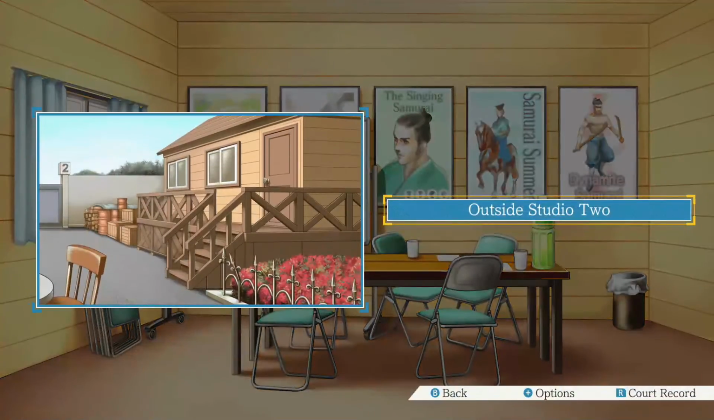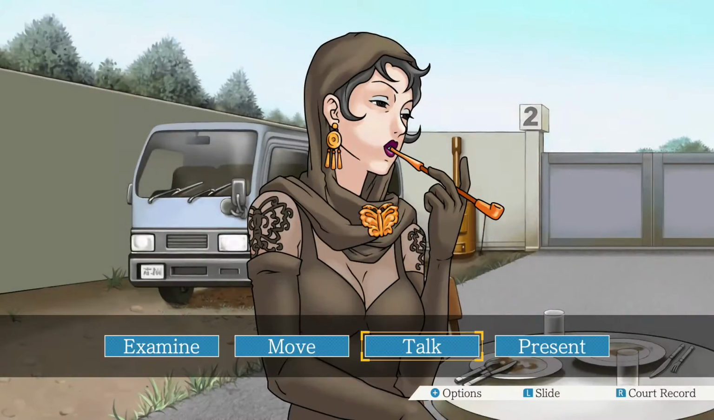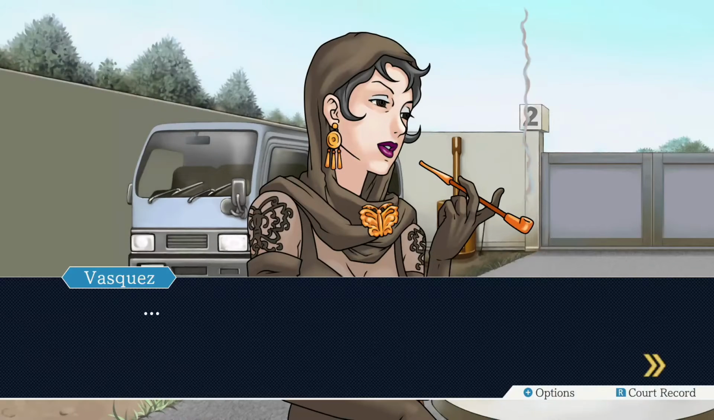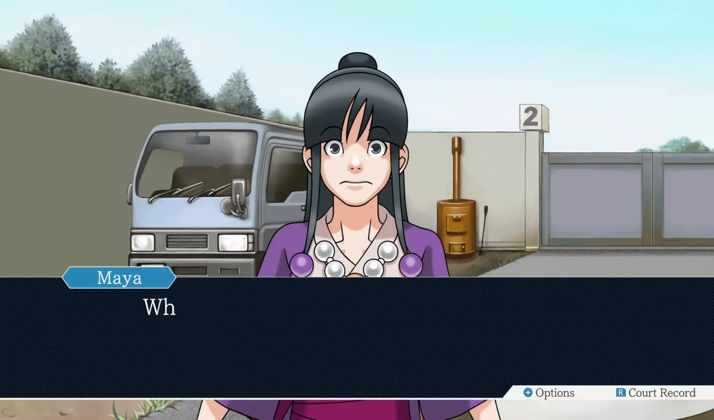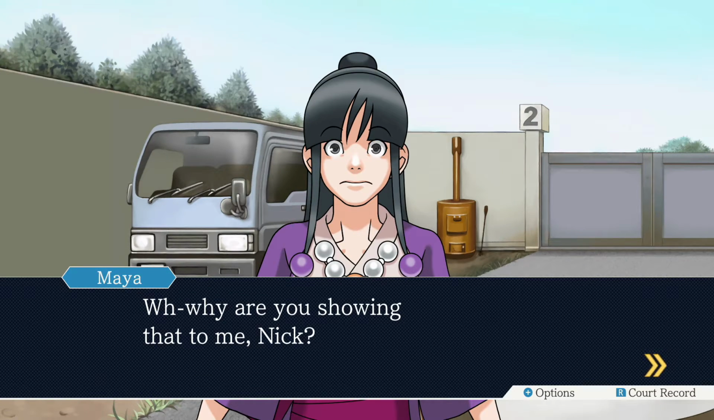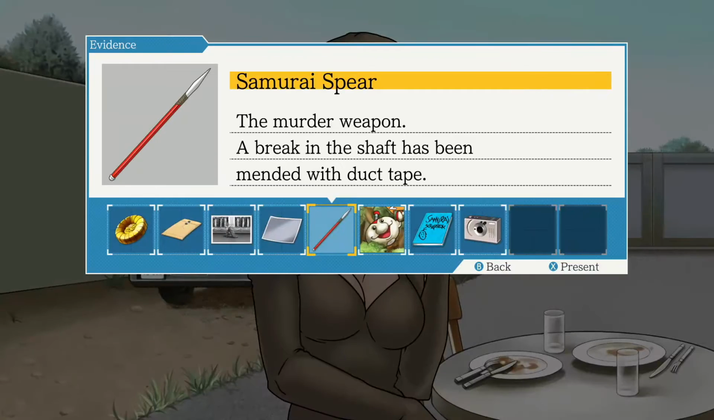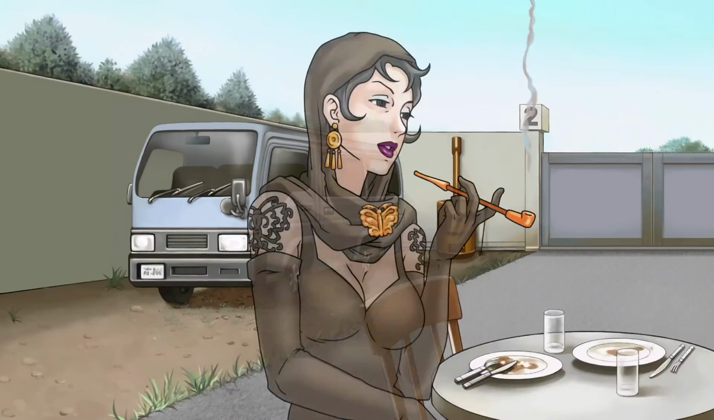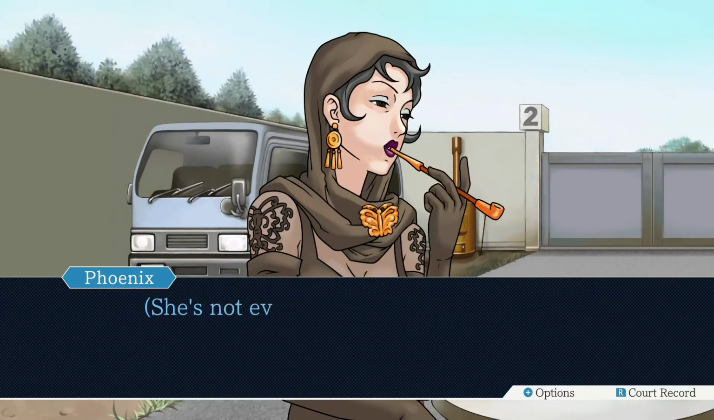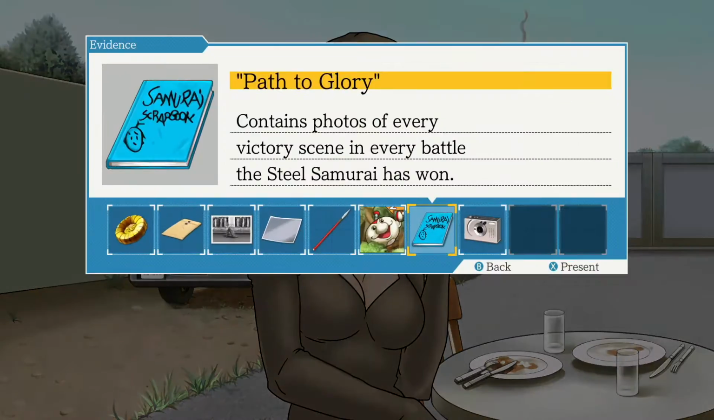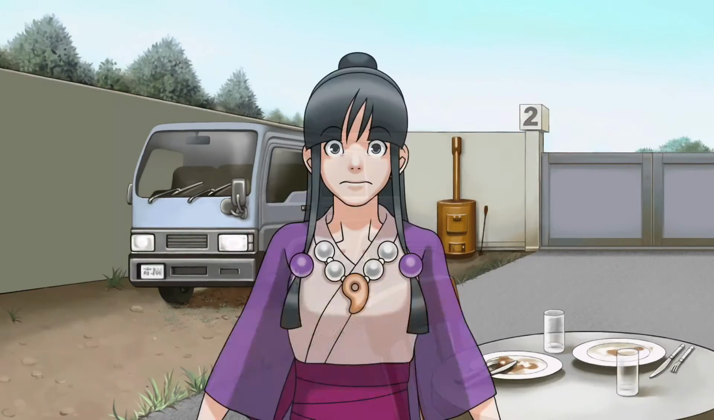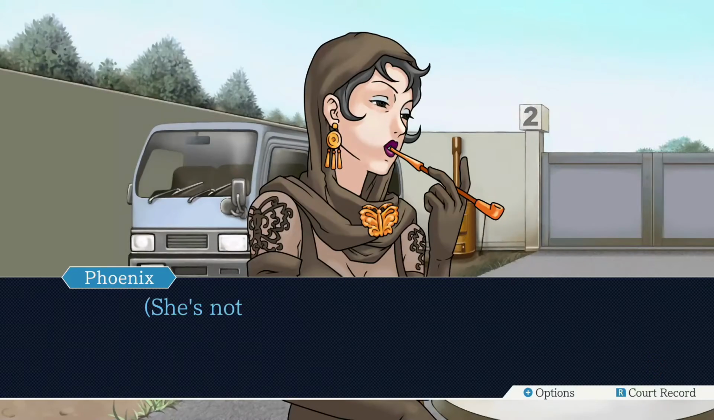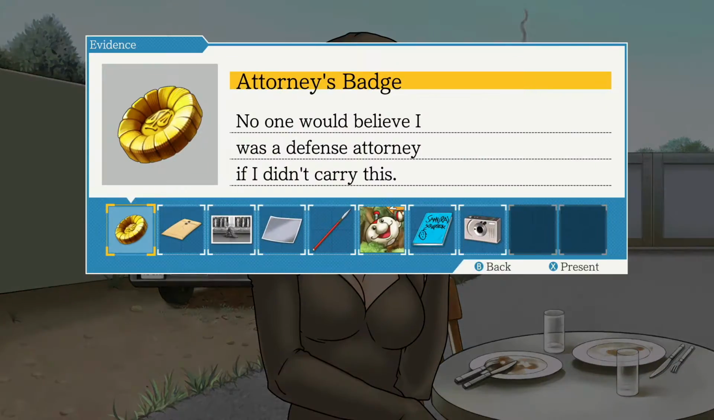What do we do? Where do we go? How do I get you to fucking talk, bitch? Hey, do you see this? It's got duct tape on it. Why are you showing that to me, Nick? Just the attorney's badge. Okay, yeah, no. I think you want to go find the assistant. Yeah, I think that's what the clue was.